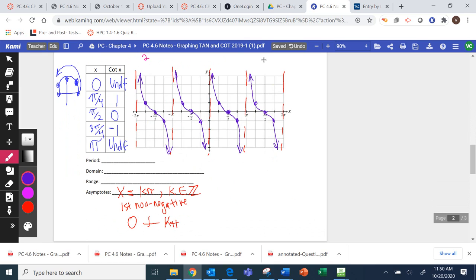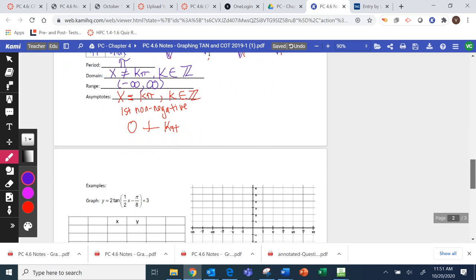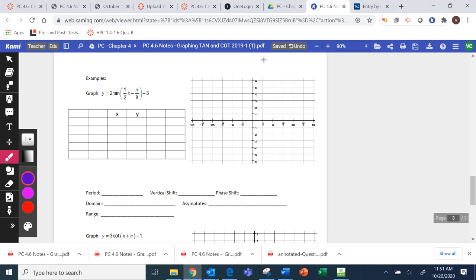The period, so 1 full cycle, is going to be pi. We put that on the first page already. The domain is not the asymptote, so x does not equal k pi, where k is an element in the integers. And the range is going to be everything, negative infinity to positive infinity. And then I just have two examples because it's all transformations from here.